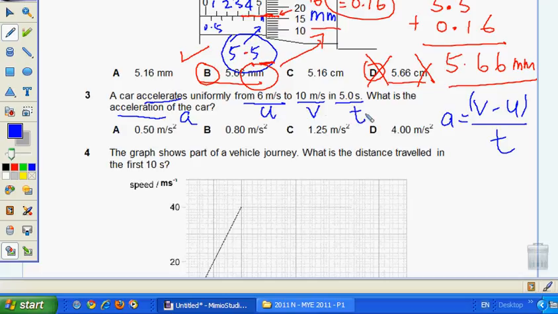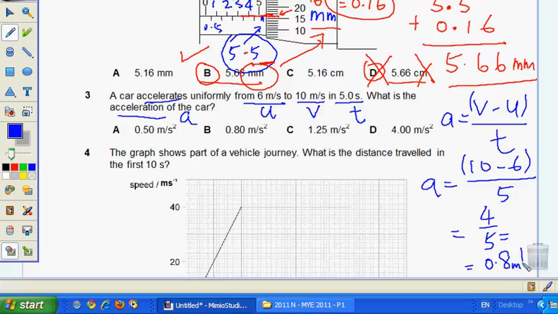So if I substitute into the formula, v is 10 minus 6. Put a bracket here, over 5 seconds. So it's actually 4 over 5. 4 over 5, you change to decimal, it's actually equal to 0.8 meter per second squared. So this is the answer for question 3. 0.8 meter per second squared, which is option B. So just apply this formula.